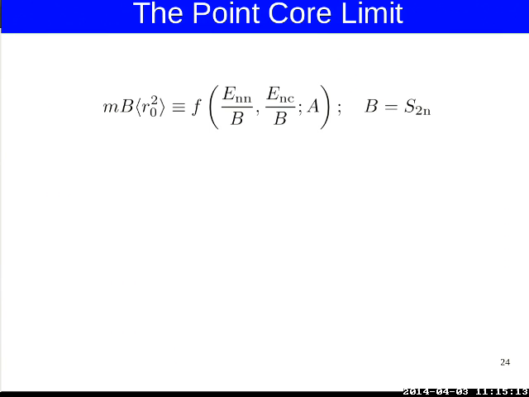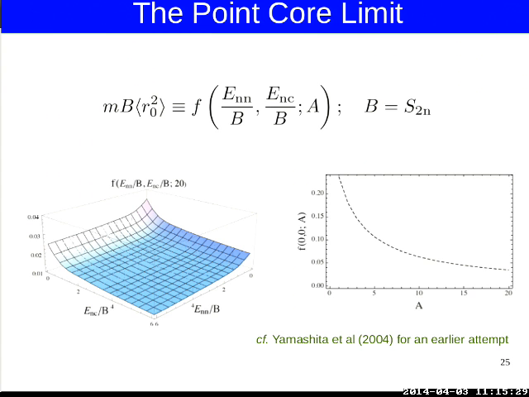The ansatz here is that because this is a dimensionless quantity, it should be a function of dimensionless ratios only. At a given A, you have three energies: the neutron-neutron energy, the neutron-core energy, and B. But the ansatz is that it should be a function of only two variables. And that's indeed the case. This 3D plot, calculated at A equal to 20, shows how it depends on these two dimensionless ratios.